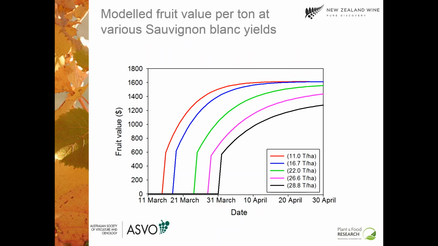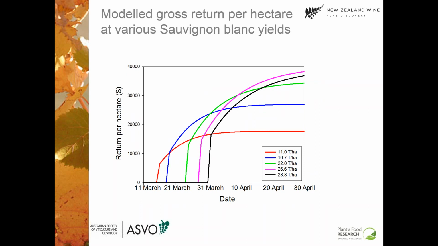When you plot the change in the fruit composition and integrate that with the fruit value, you can see that the 11 ton per hectare crop reaches $500 to $600 a ton in the middle of March, and it increases by the end of March up to $1,600 a ton. If you follow the red line there, you can see it starts off here and ends up at $1,600 a ton. In contrast, for the very high yielding vines, the 29 tons per hectare, the fruit's not worth anything until the end of March. It doesn't get to that magical 18 brix value until the end of March, and increases in value up to only about $1,200 a ton. But of course, there's 3 times the amount of fruit here than there is at 11 tons per hectare. So the gross return doesn't necessarily reflect the changes in the yield.